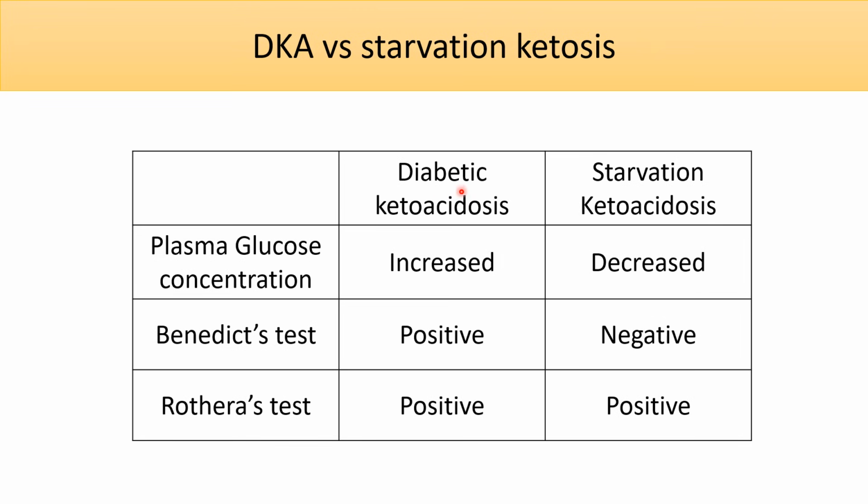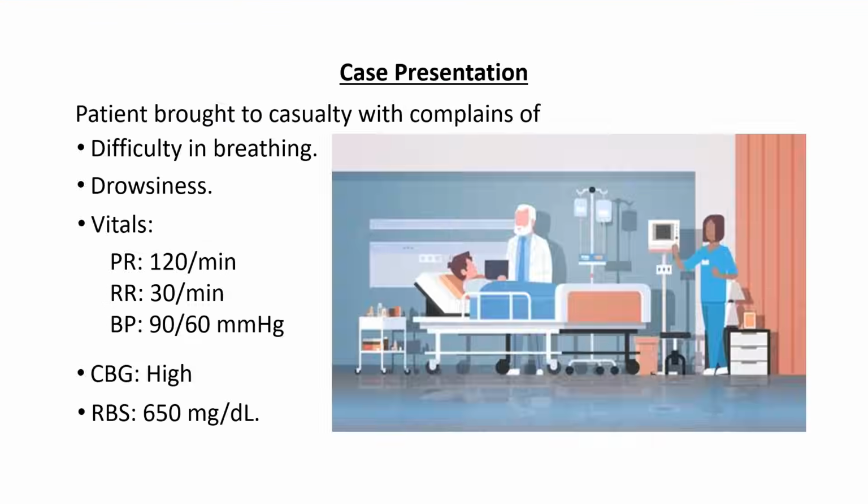So in diabetic ketoacidosis and starvation ketoacidosis, Rothera's test, which is done to detect the ketone body in urine, will be positive. And in case of starvation ketoacidosis, the Benedict test will be negative because Benedict will give positive only in the presence of glucose or any reducing substance in the urine. And in case of diabetic ketoacidosis, Benedict will be positive. And blood sugar level will be elevated in case of DKA, and it will be reduced in case of starvation ketoacidosis.